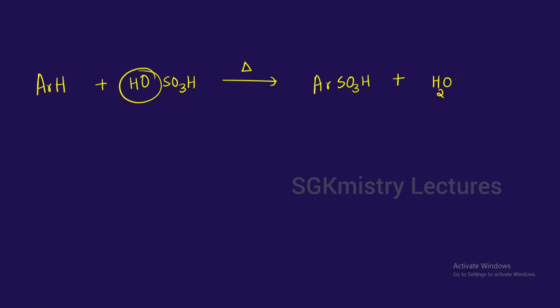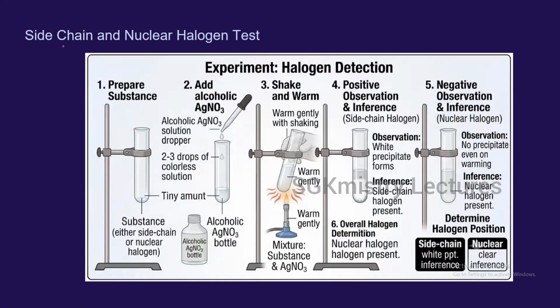But still, we need to confirm if it is a nuclear halogen that is present or the side chain halogen which is present. So let us look into how to perform this test. The test which will help you in identifying whether the side chain halogen or the nuclear halogen is present in the given compound.